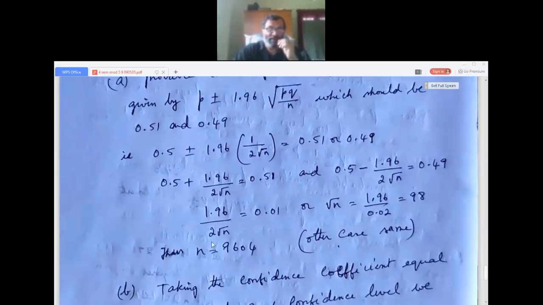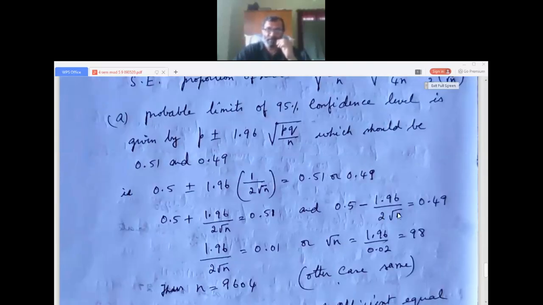See, 1.96 by 2 root n is 0.51 minus 0.5, that is 0.01. Or root n is 1.96 by 0.02, that is 98. Or n is square of 98, that is 9604. Even if you take the other case, here also it will be the same.